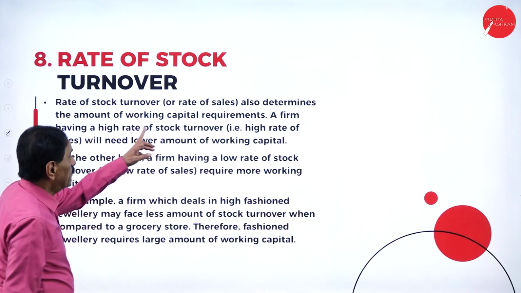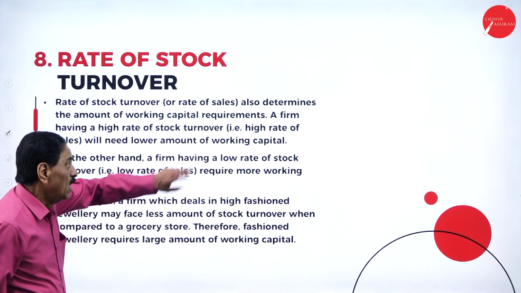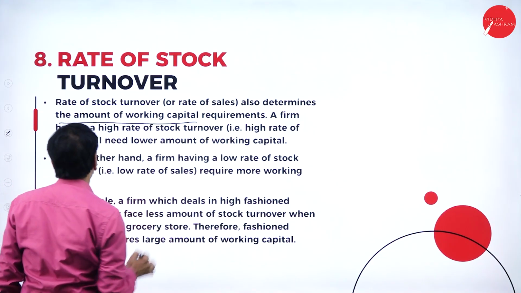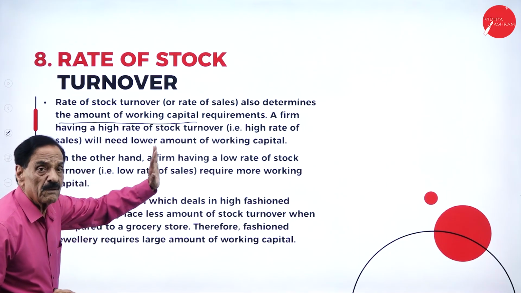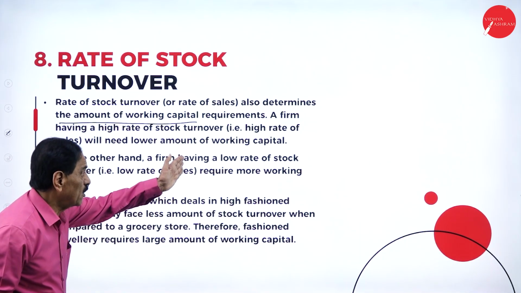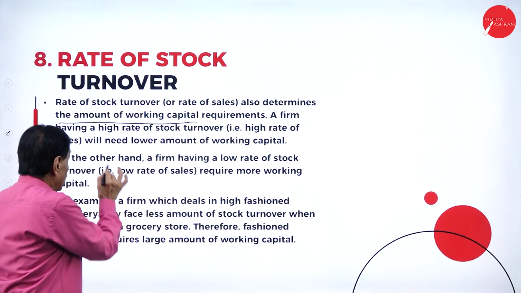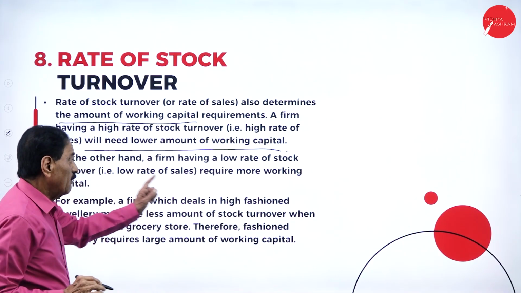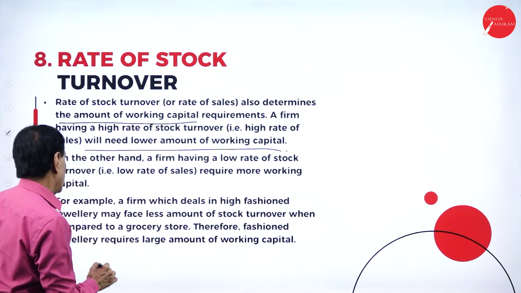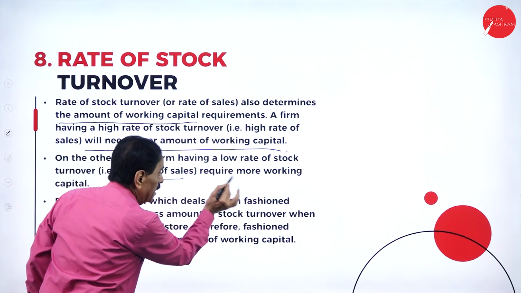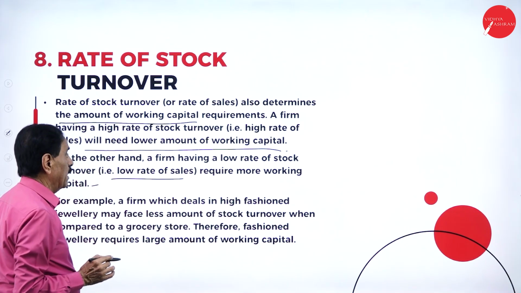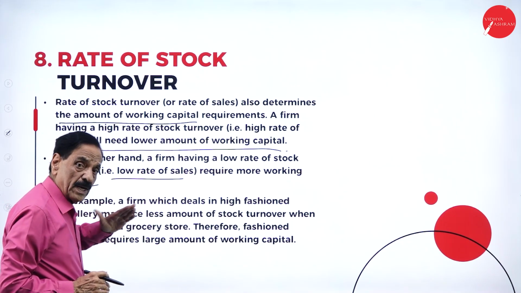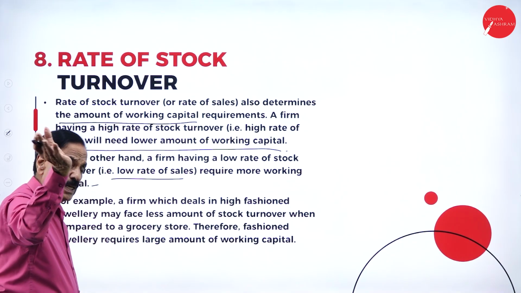Eighth one, rate of stock turnover, rate of sale, also determines the amount of working capital requirement. A firm having a high rate of stock turnover, meaning a high rate of sale, will need a lower amount of working capital. On the other hand, a firm having a low rate of stock turnover, low rate of sale, requires more working capital. More sale, less working capital. Less sale, we require more working capital.